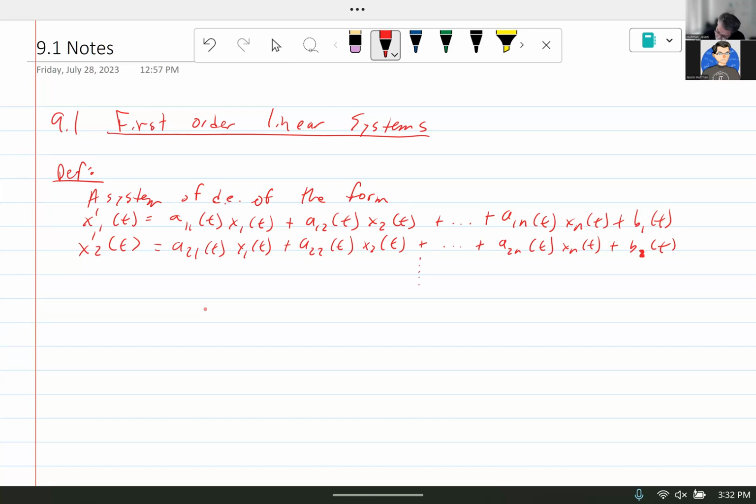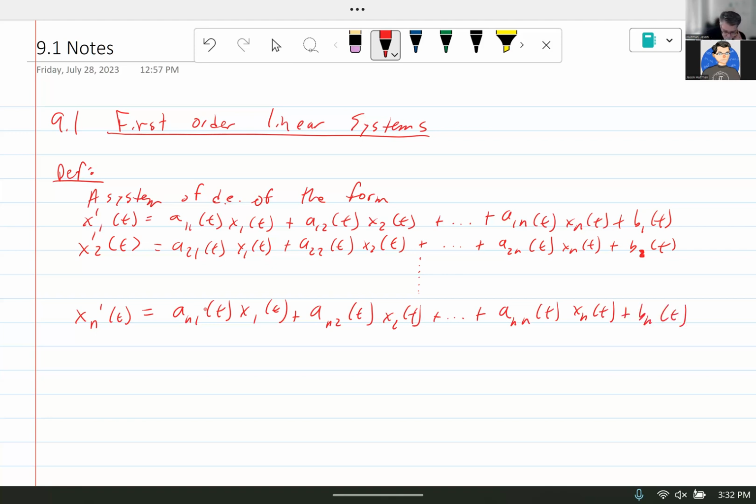We could continue this system for however many variables we have. We could have xn prime of t equals an1 of t x1 of t plus an2 of t x2 of t plus dot dot dot plus ann of t xn of t plus bn of t.